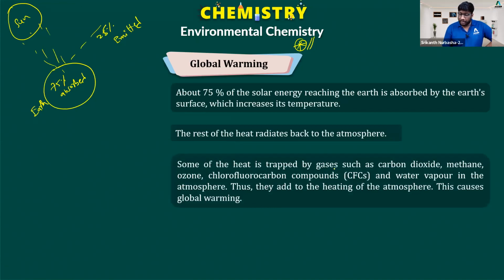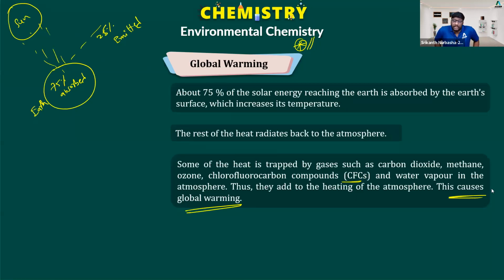Some of the heat is trapped by gases such as carbon dioxide, methane, ozone, chlorofluorocarbons (CFCs), and water vapor in the atmosphere. Thus, they add to the heating. That means they will be trying to trap that particular heat. Ultimately, they will be responsible for the increasing temperature, and thus responsible for global warming.